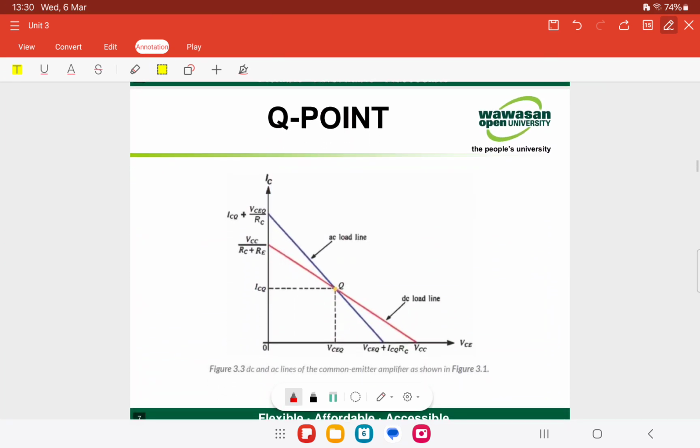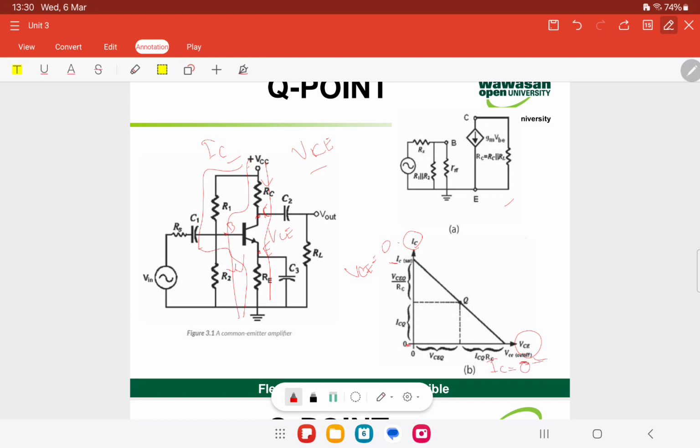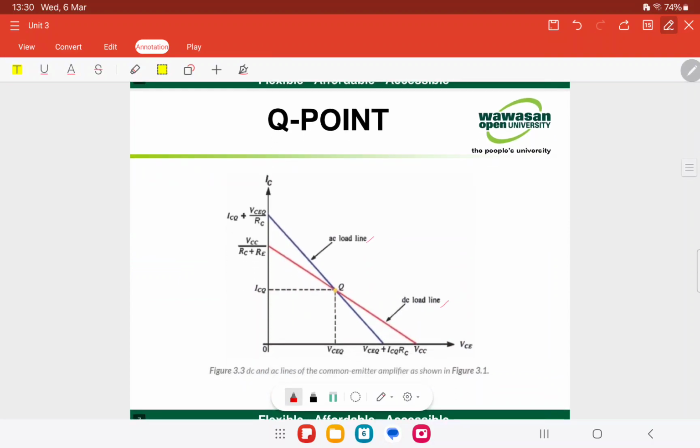So this is the Q point. We have the blue one, the AC load line, and the red one, the DC load line. For both load lines, the AC load line is calculated based on the circuit. Based on this, we have to determine the parameters from the small signal model for the AC load line, AC analysis. And the DC load line is from DC analysis.